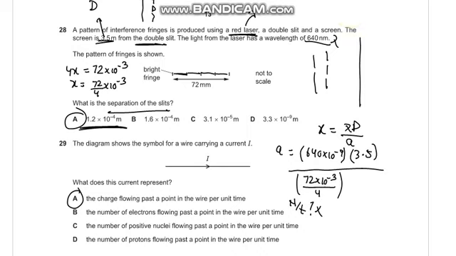Question number 28 says to find the separation of the slits. We are given the wavelength, we are given the D, the distance between the double slit and the screen, and we are also given the X, this fringe separation, but that is 4 times. So just divide it by 4 and you will get the fringe separation, which is 72 by 4 into 10 to the power minus 3, and plug it in the formula and your answer would be 1.2 into 10 to the power negative 4.